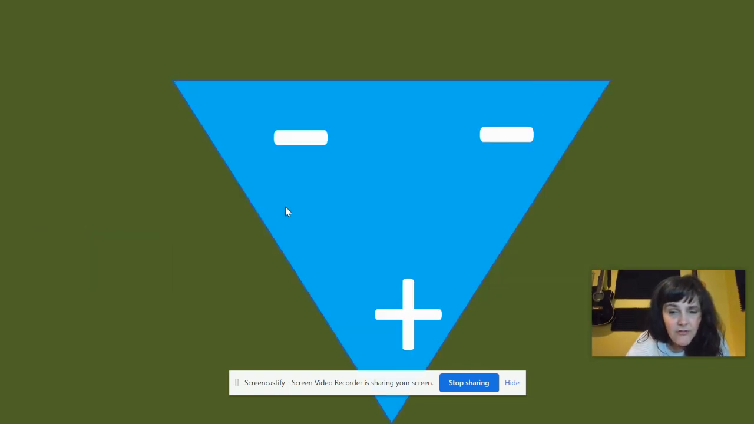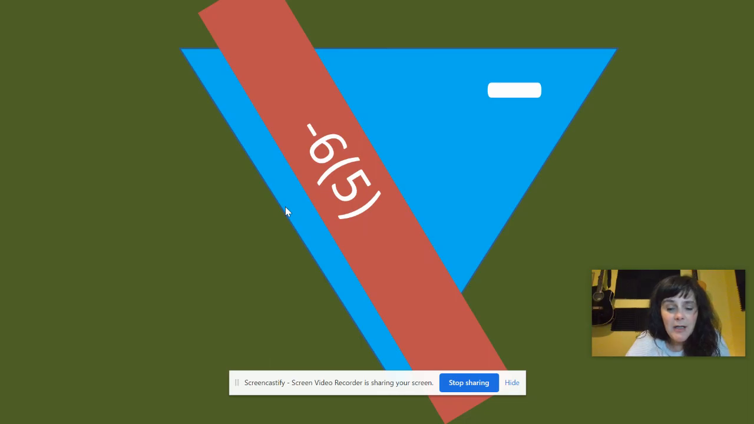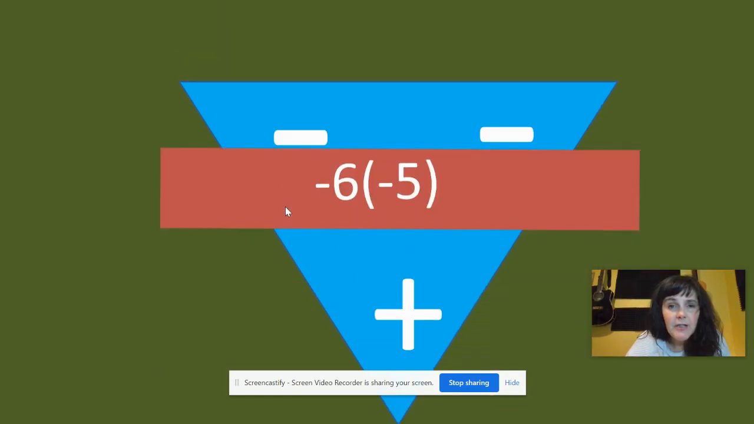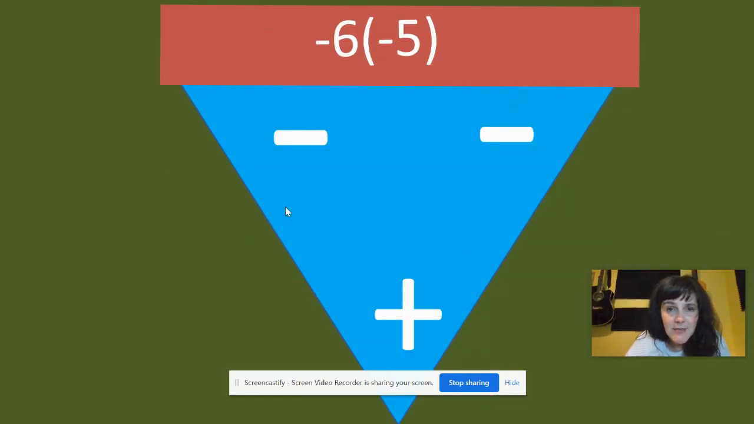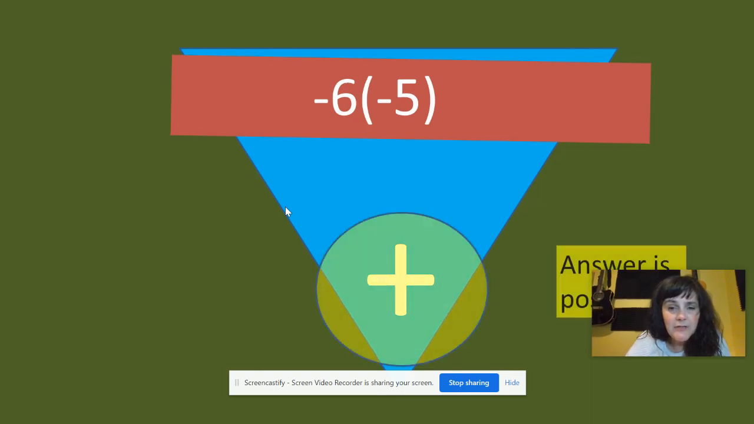Or you can use this fella. We've got a negative 6 and a positive 5, so we're going to cover up the negative and the positive, and we're going to end up with a minus sign, which tells us that our answer is negative. And we can also do it like this. Negative 6 times negative 5. We're going to cover up both negatives because both of those are negative. That tells me that my answer is positive.